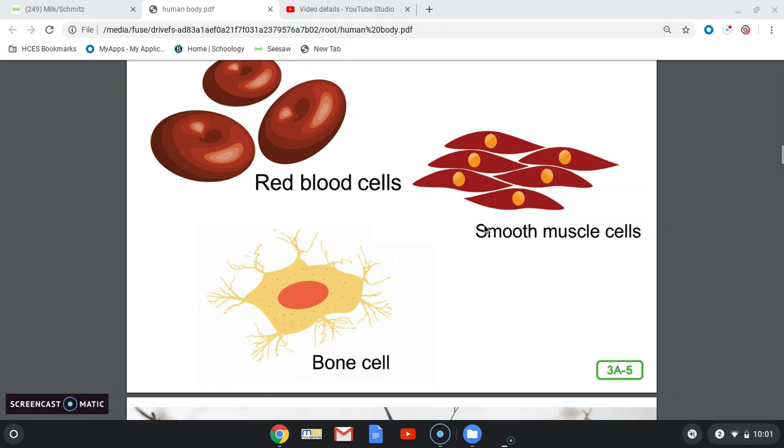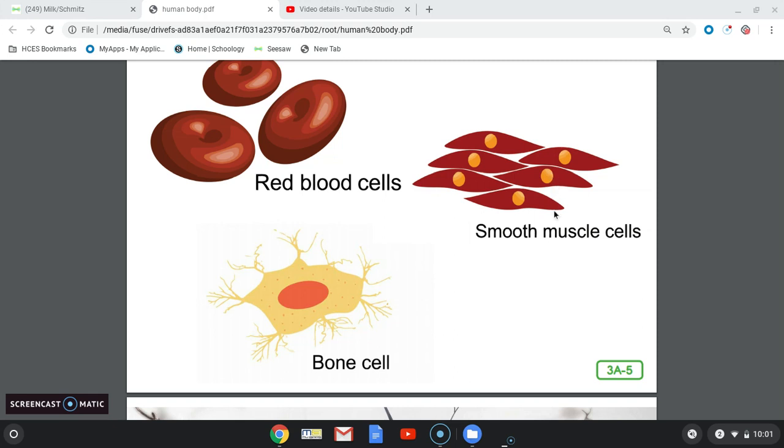Bone, skin, and muscle cells. The human body is a collection of more than 200 different types of cells. Cells come in all shapes and sizes, depending upon the jobs that they must perform. Bone cells build up bone, skin cells build up skin, and muscle cells build your muscles.